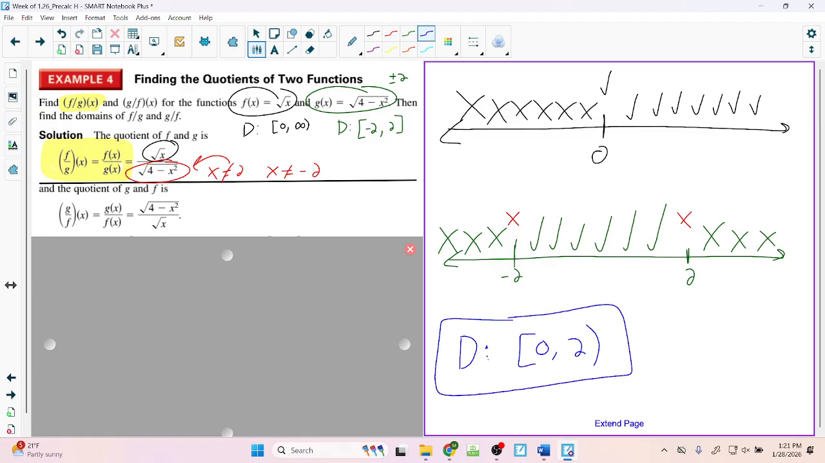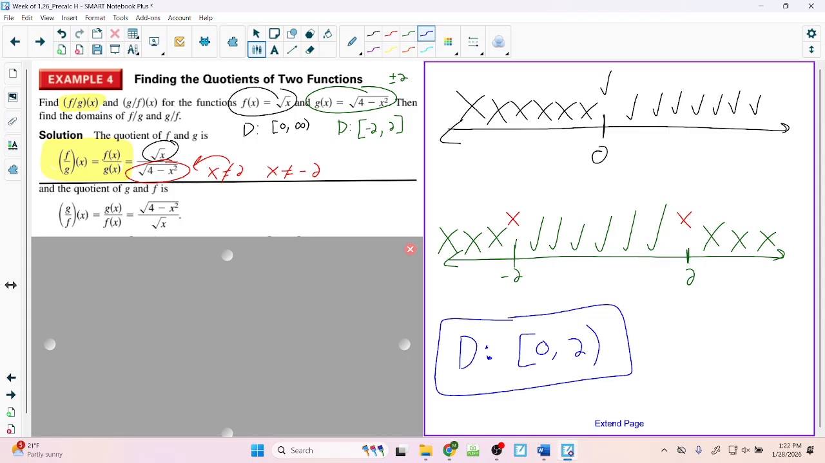And that was not a piece of cake. I'm not going to lie to you. But we took our time and we took it step by step. Let's check to make sure we've got it. And when we have quotients, we have more issues, right? So that's the domain of f over g, okay?